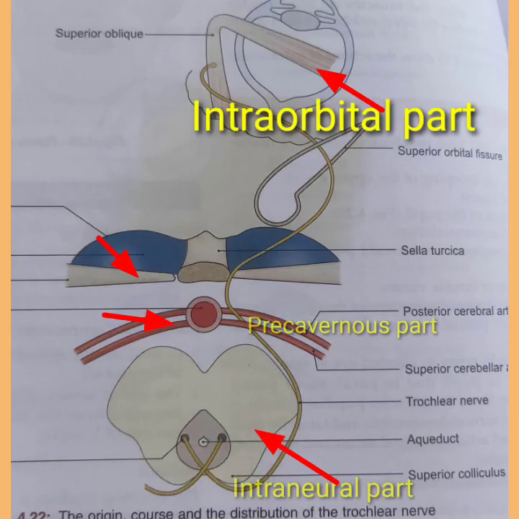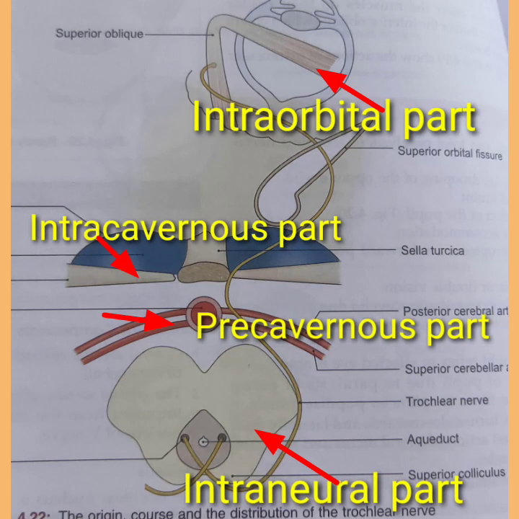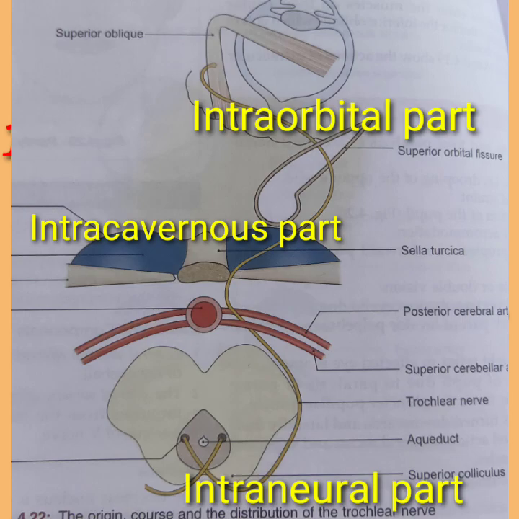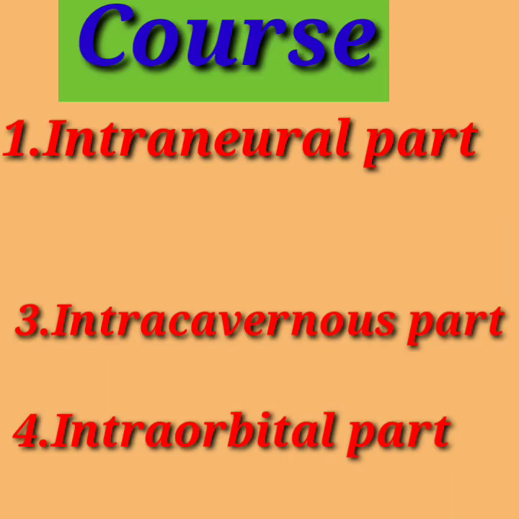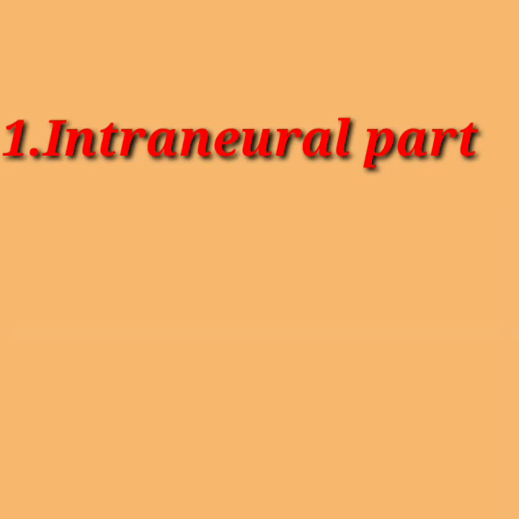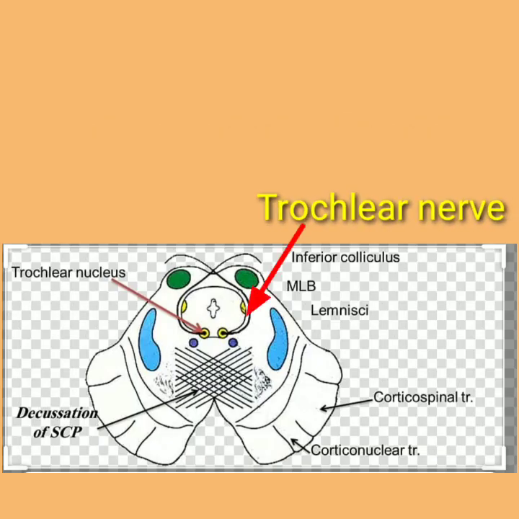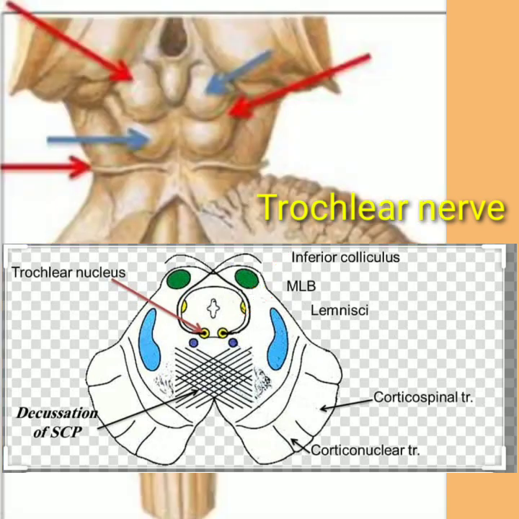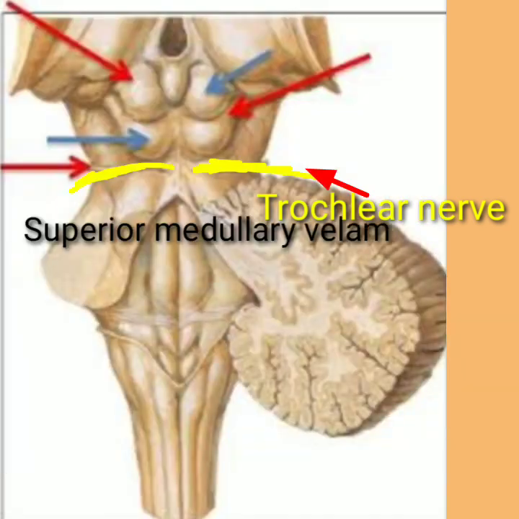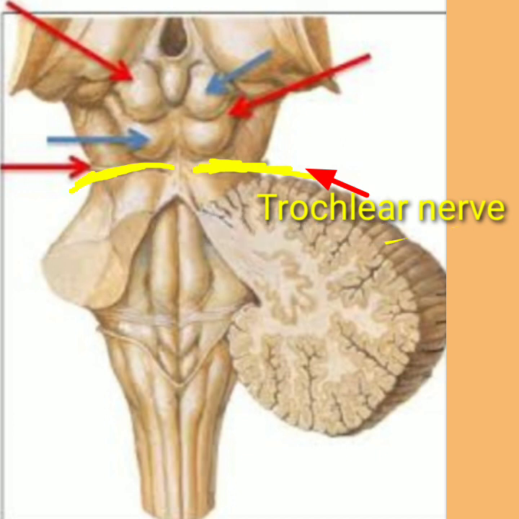The course of the trochlear nerve is divided into four parts: intraneural course, precavernous part, intracavernous part, and intraorbital part. First we see the intraneural course of the trochlear nerve. The nerve runs dorsally around the central gray matter to reach the upper part of the superior medullary velum, where it decussates with the opposite nerve to emerge on the opposite side.